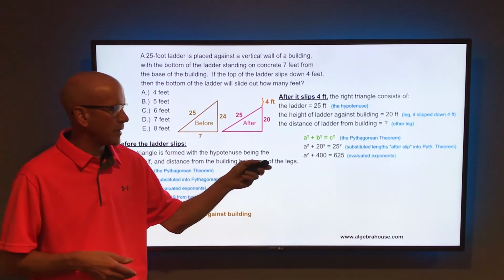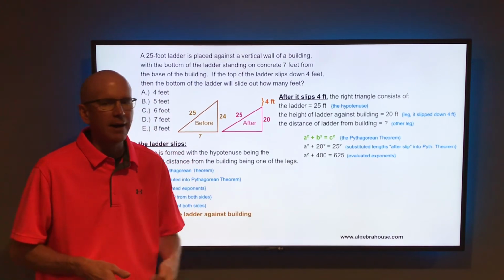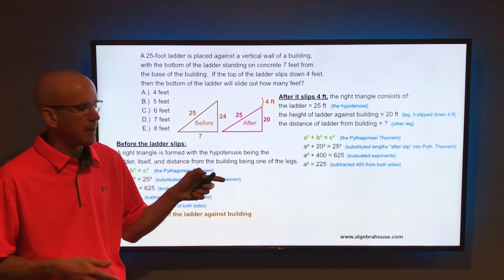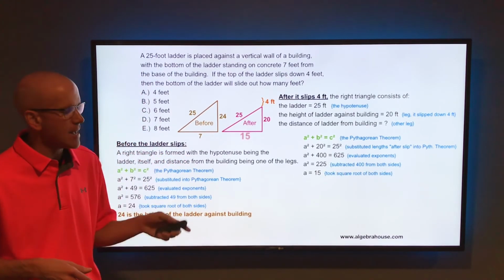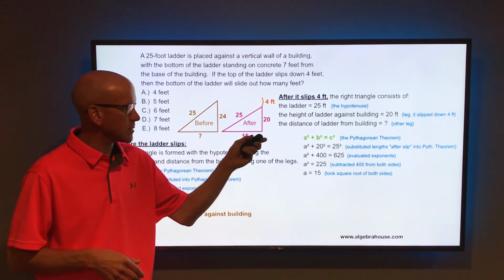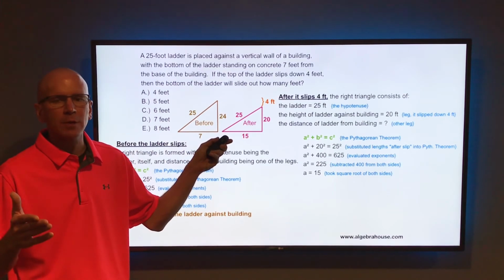Square that 20, it's 400. Square the 25, it's 625. Subtract 400 from each side. Get a squared equals 225. And take the square root of each side, a equals 15. So the distance the ladder is away from the building after the slip is 15.